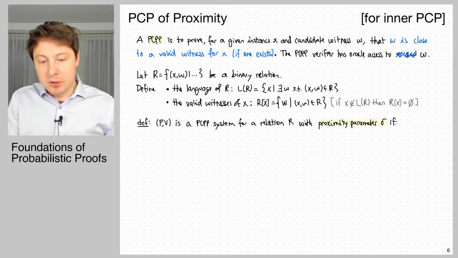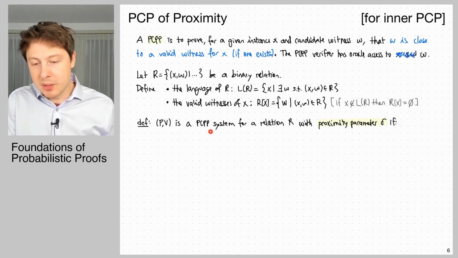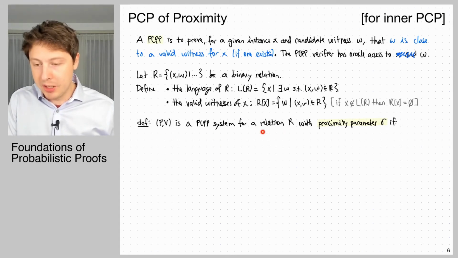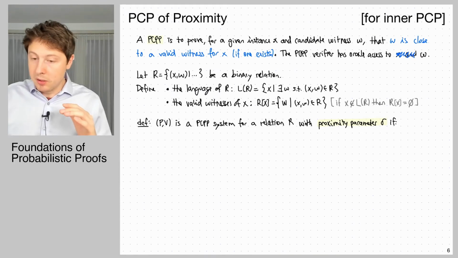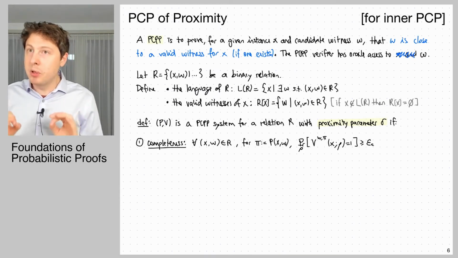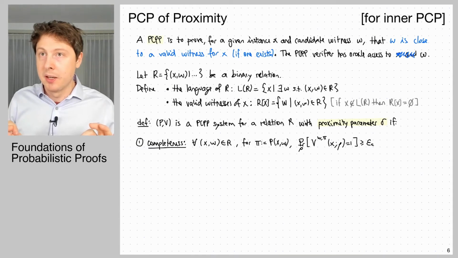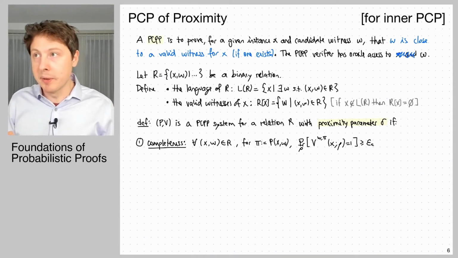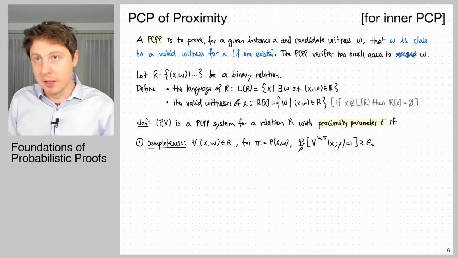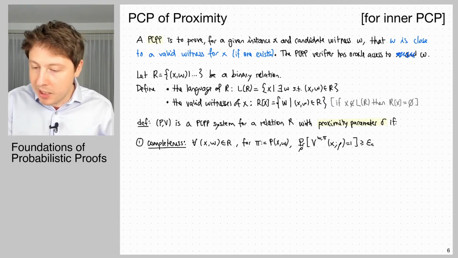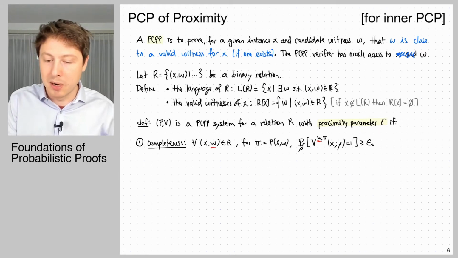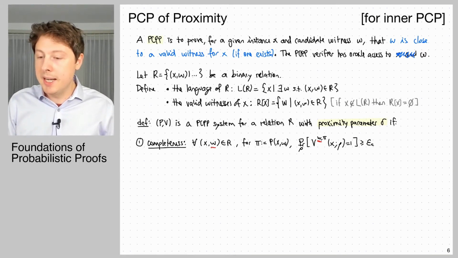Now, we say that PV is a PCP of proximity system for a relation R, not a language, with proximity parameter delta if, completeness is basically unchanged, but there is an important syntactic change from a PCP. A PCP of proximity is a variation on a PCP. We'll see some other time that it implies one, but it's syntactically not a PCP. Why not? Because the verifier specifically gets oracle access to the W that you want to talk about, in addition to whatever the honest prover wants to give to the verifier.